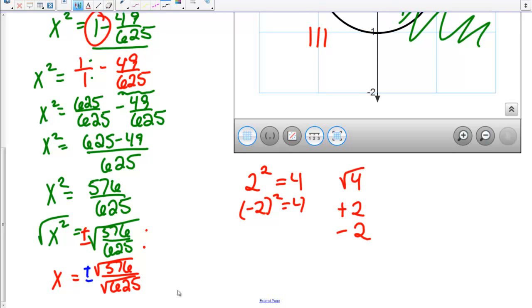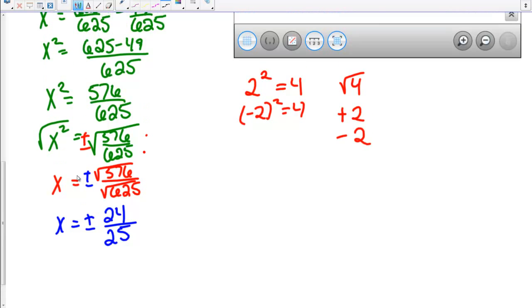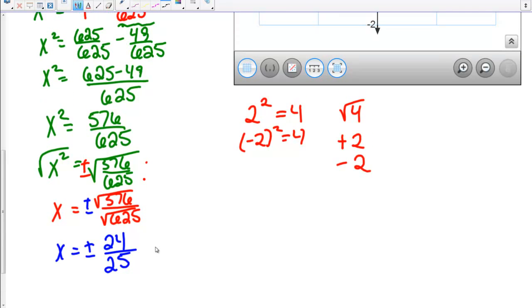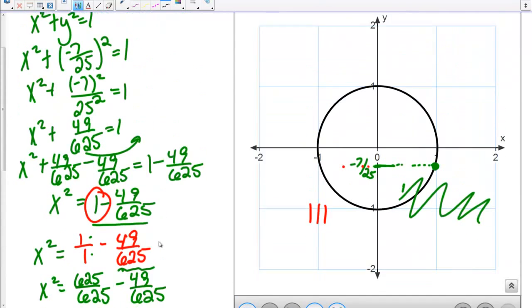All right. So now we just need to find the square root of 576 and the square root of 625. The square root of 576 is 24. The square root of 625 is 25. So our answer is plus or minus 24/25. Okay. But we need to know whether we want the plus part or the negative part.